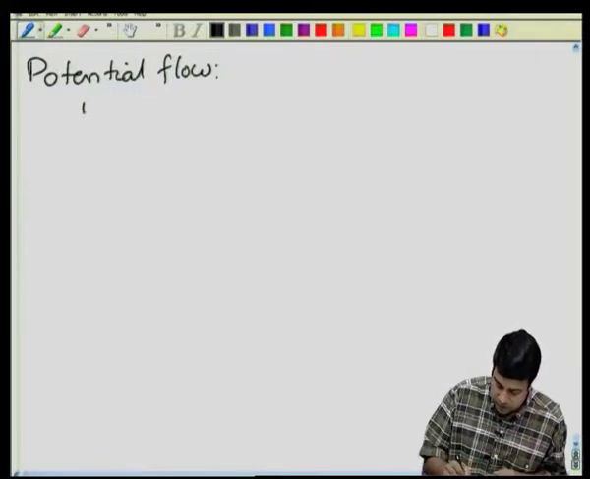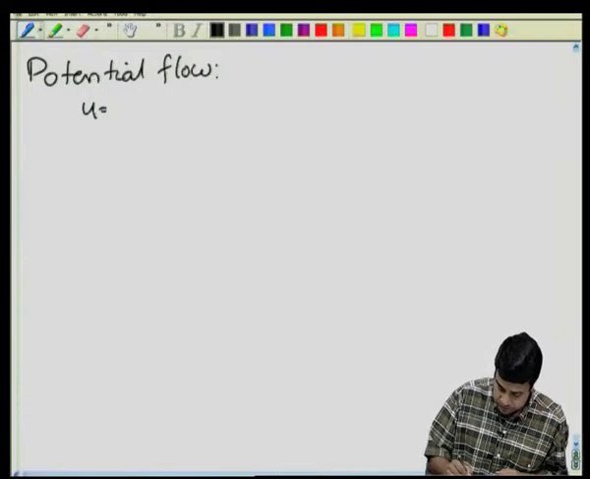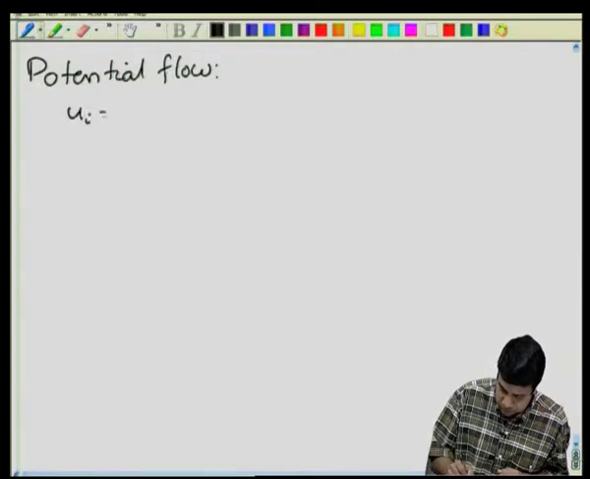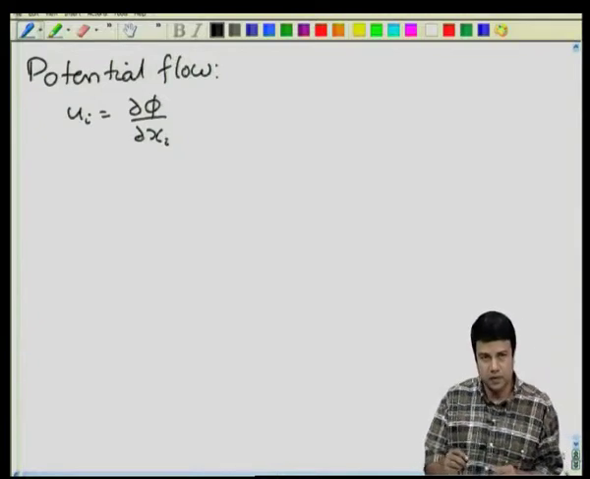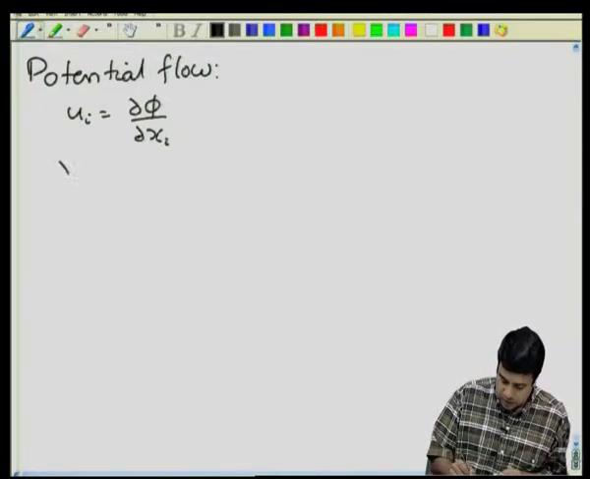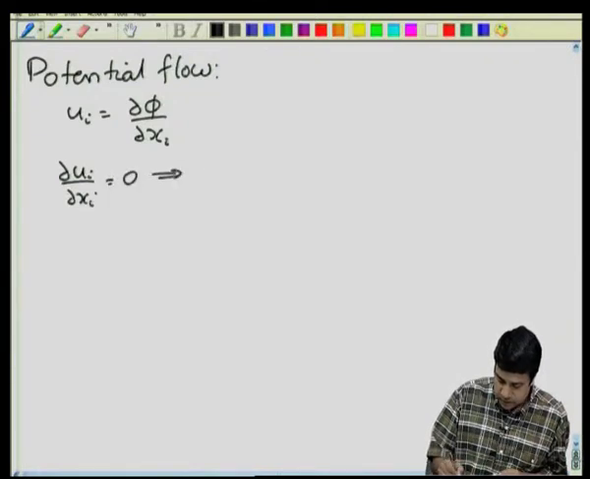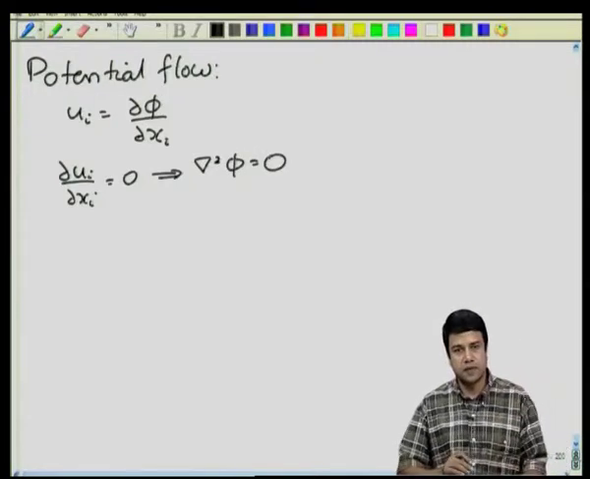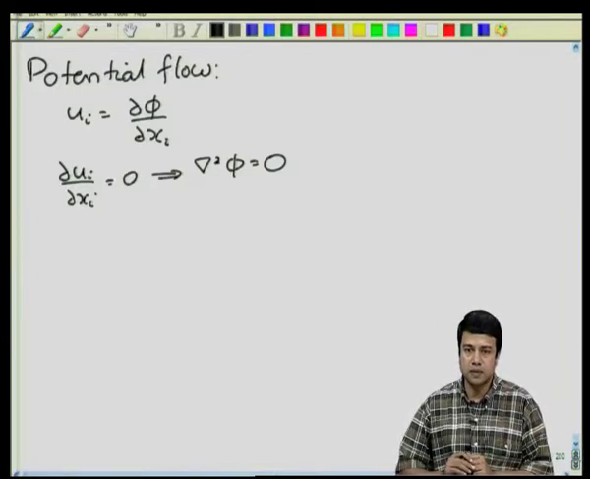Okay, so, u is written as the gradient of a potential. This potential is the velocity potential, and the mass conservation equation is equivalent to writing del square phi is equal to 0. So, phi satisfies the Laplace equation, and the momentum conservation equation can be reduced to the Bernoulli equation as we had shown in the previous lectures.